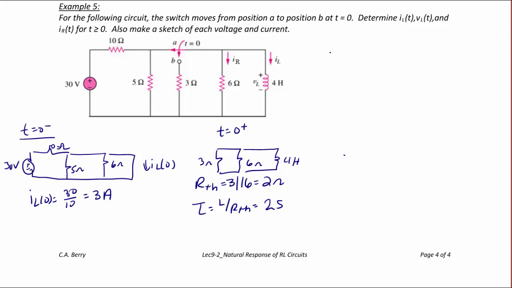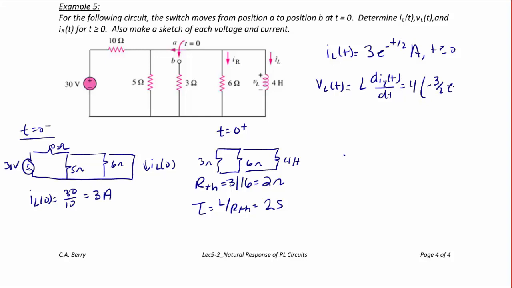So IL of t is equal to 3 e to the negative t over 2 amps, for t greater than or equal to 0. VL of t is L times the derivative of IL of t. So that would be 4 times negative 3/2 e to the negative t over 2. So VL of t is equal to negative 6 e to the negative t over 2 volts, for t greater than or equal to 0.